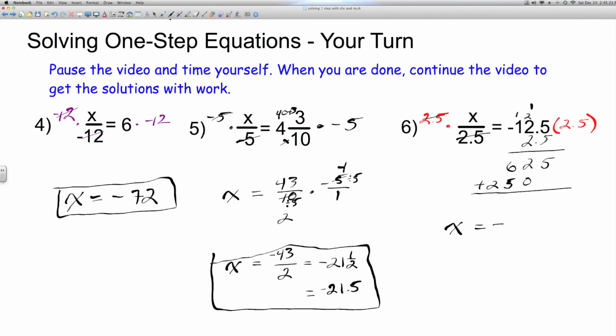Add these two together. 5 plus nothing is 5, 2 plus 0 is 2, 6 plus 5 is 11, carry the 1, and 2 plus 1 is 3. So the answer here, 3125. Now we have to put the decimal in. 12.5 has 1 decimal place, and 2.5 has 1 decimal place. So that means our answer is going to have 2 decimal places. So the answer is negative 31.25, or negative 31 1/4, or negative 31 1/2.